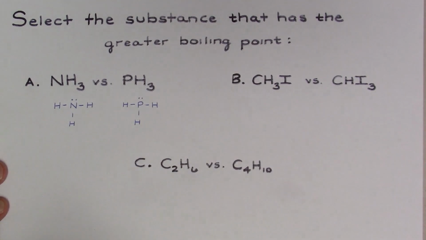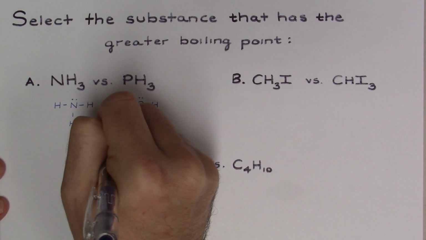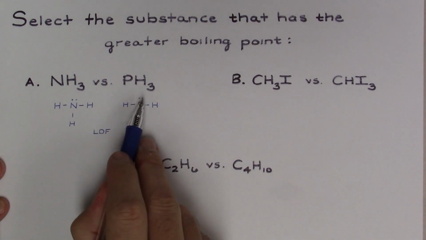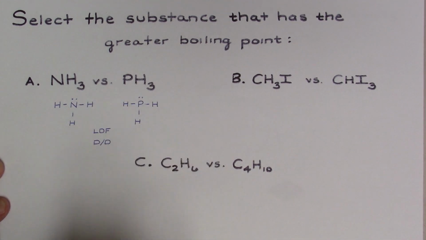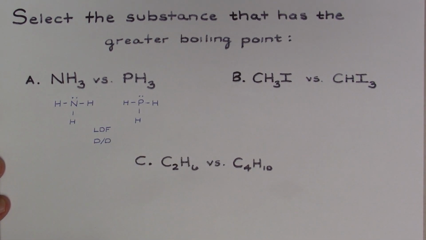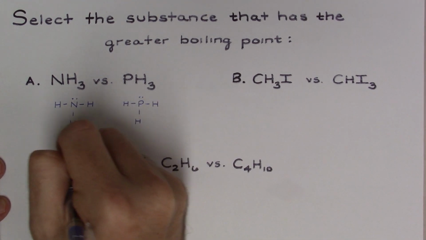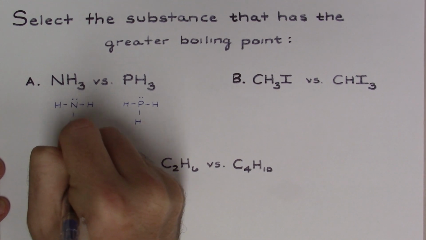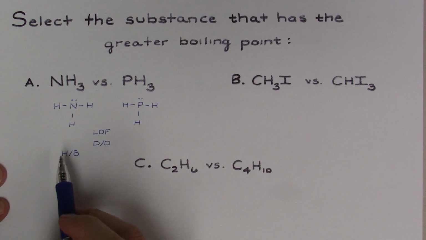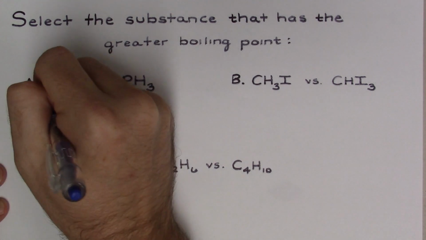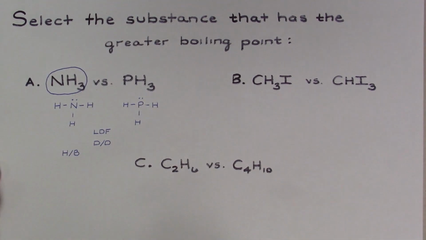Notice that they have both London dispersion forces because of each one having a pair of electrons. They are also polar because of that central pair of electrons. But let's look at this nitrogen. This can be a hydrogen bonder. A hydrogen bonding species means that it's going to have stronger intermolecular forces. So because this has all 3 intermolecular forces, our ammonia is going to be the greater boiling point species.